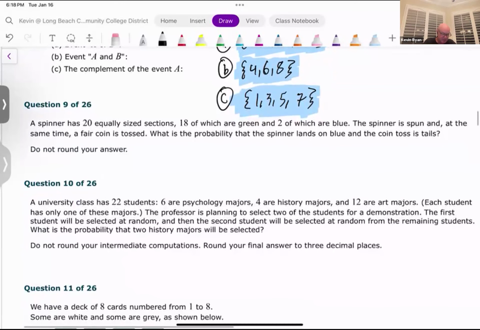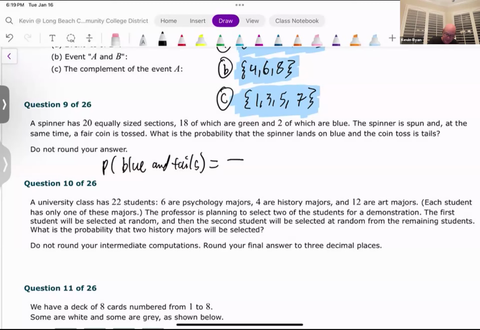A spinner has 20 equally sized sections, 18 of which are green, 2 of which are blue. The spinner is spun. At the same time, a fair coin is tossed. What is the probability that the spinner lands on blue and the coin toss is tails? So probability blue and tails.